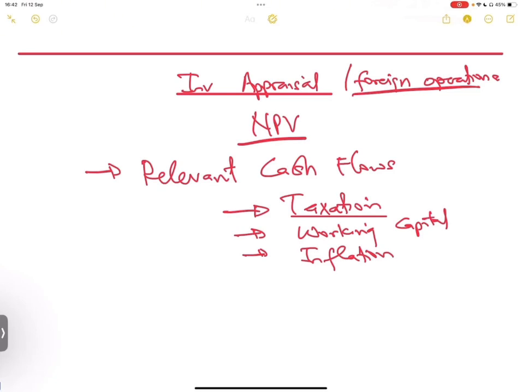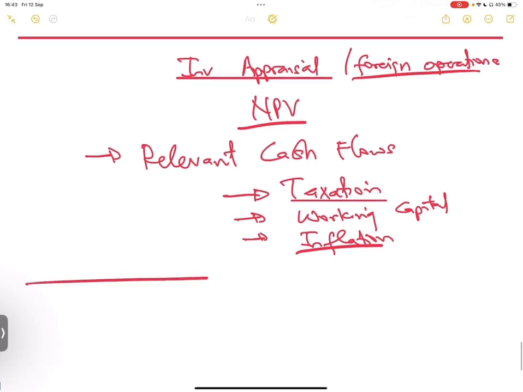If you see working capital, you know how to deal with it. If you see inflation, you know the rule with inflation. You need to decide whether you are working with a real cost of capital or a money cost of capital. If it's a real cost of capital, you must use real cash flows. If it's a money cost of capital, you must use money cash flows. But there are more issues that we need to understand, and that's what I want to quickly deal with now.